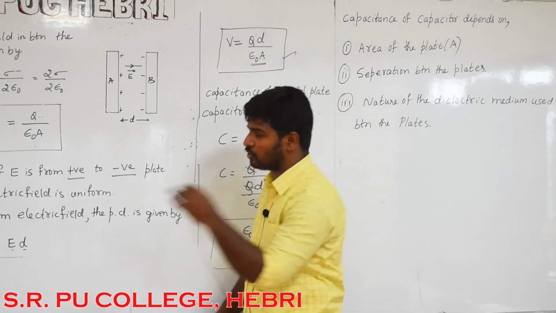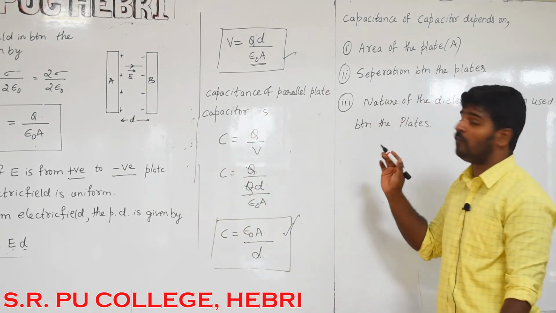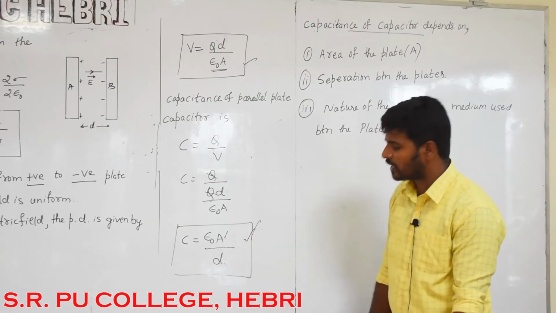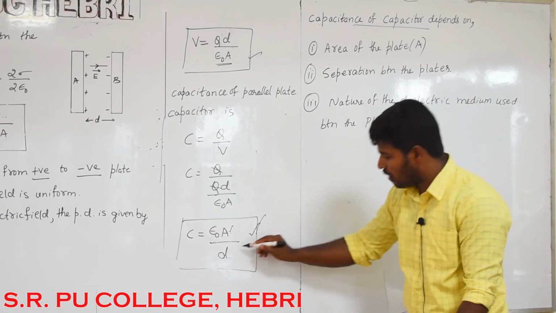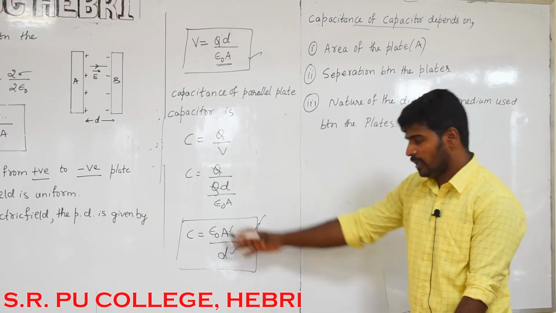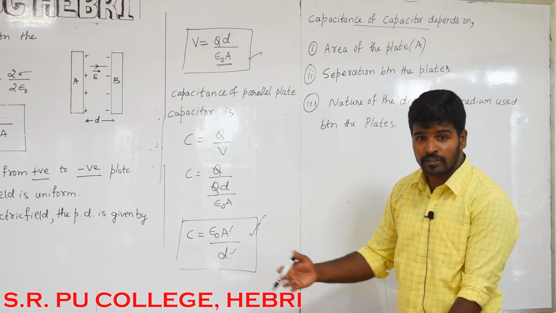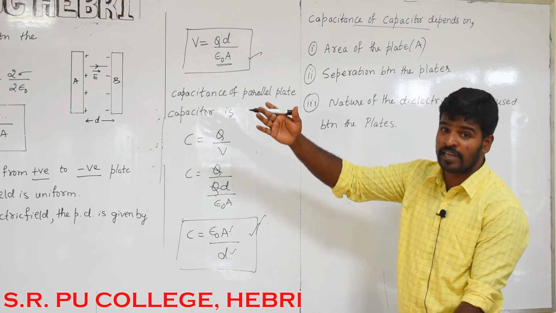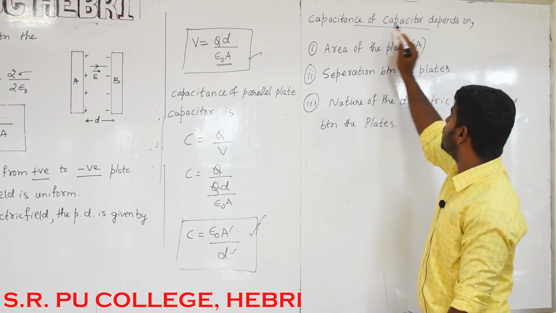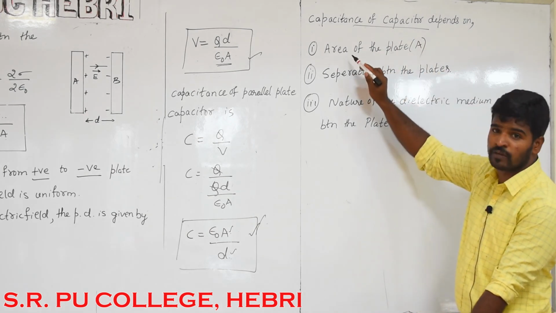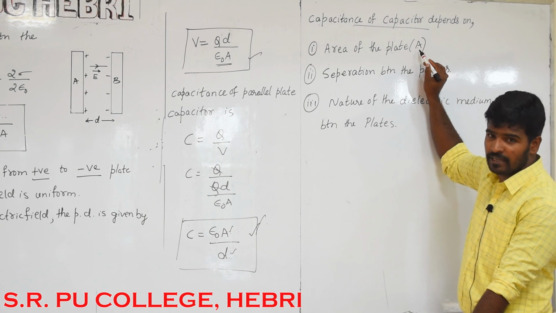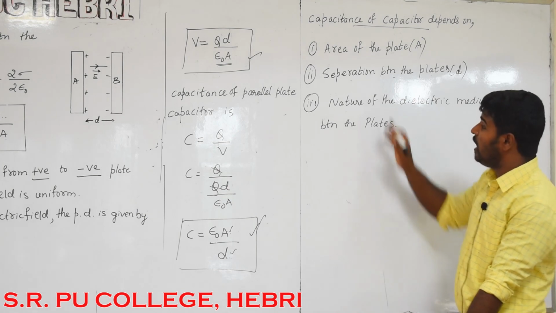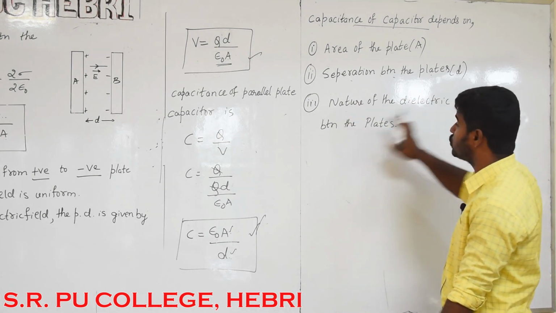One mark important question: what are the factors affecting the capacitance of parallel plate capacitors? One factor is the area of the plates, as in the equation. One more factor is the distance between the plates. Epsilon naught is a constant. In the next session I will discuss the expression for a parallel plate capacitor in the case of a dielectric. Capacitance depends on these factors. The first is the area of the plate, expressed by A. The second is the separation between the plates, expressed by small d. The next is the nature of the dielectric medium used between the plates.